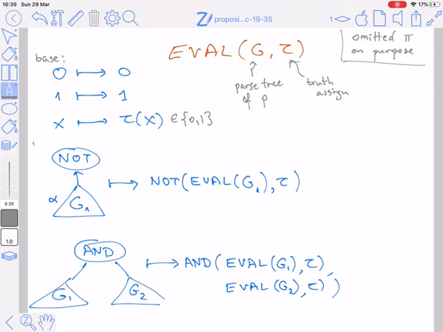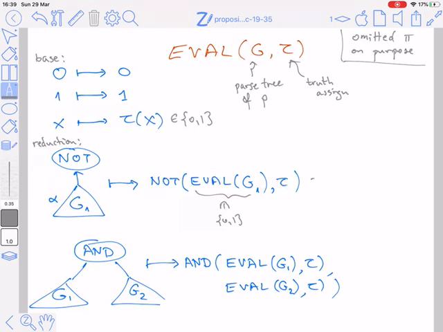Now we have reduction rules. We have two types of reductions. The first one holds when the root of the parse tree has an in-degree of 1. In this case, we know it's labeled by a not. Let G1 denote the parse tree that hangs from the root. Then we apply the eval recursively over G1. We get a value, a bit in {0, 1}. And now we want to know what is the not of the evaluation with respect to tau.